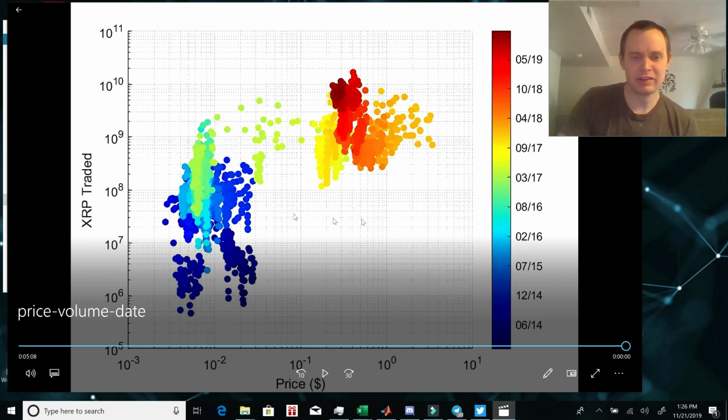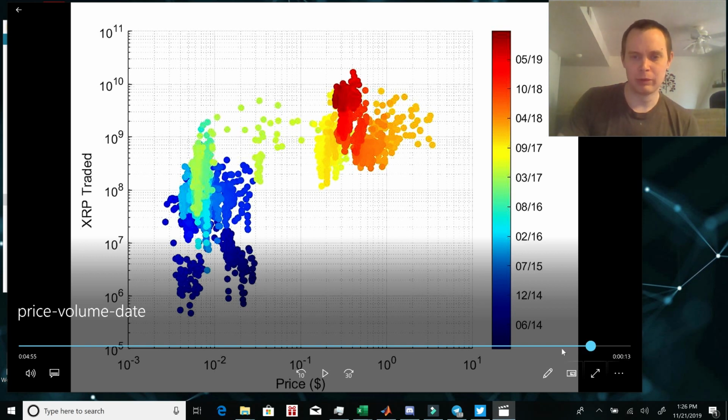Another thing is, each time we move up this curve, versus price, we are increasing the number of XRP traded. So over here we're all the way down to 10 to the 6, which is 1 million tokens, and we increased this all the way to 1 billion before we really saw a large breakout.